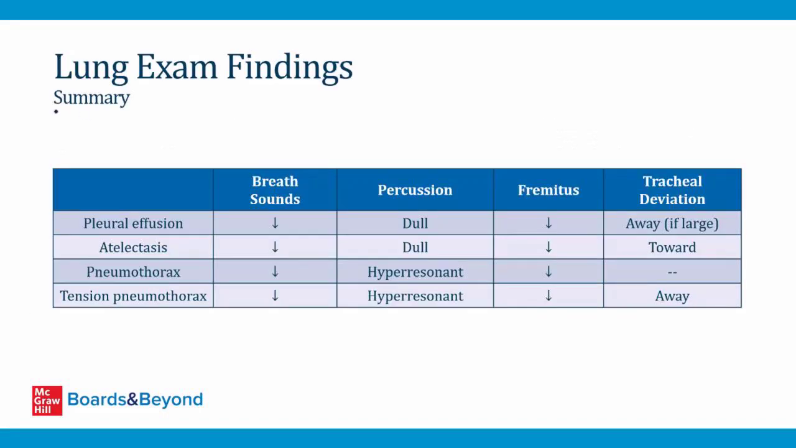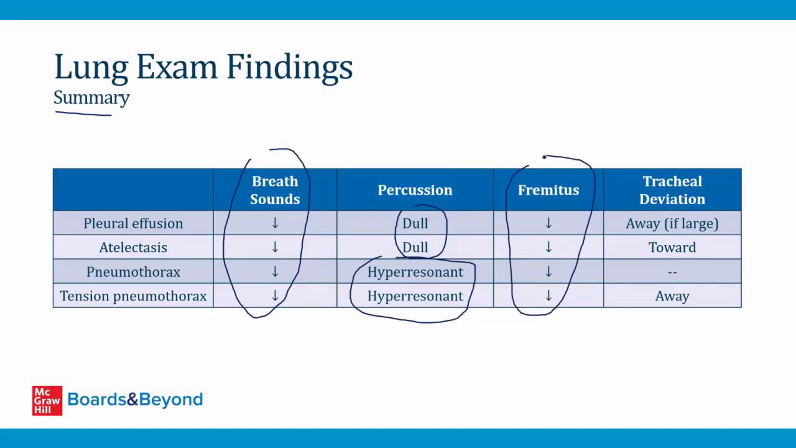So on this slide, I've placed a summary table of all the different lung exam findings in different conditions. So remember, breath sounds are decreased over the affected area in almost all lung conditions. Percussion is dull when you have a pleural effusion on one side or atelectasis on one side. And then percussion becomes hyperresonant when there's trapped air from a pneumothorax. Fremitus is decreased in all the lung conditions on this table. The only condition where Fremitus is increased is lobar pneumonia, and I'll talk about that in a second.